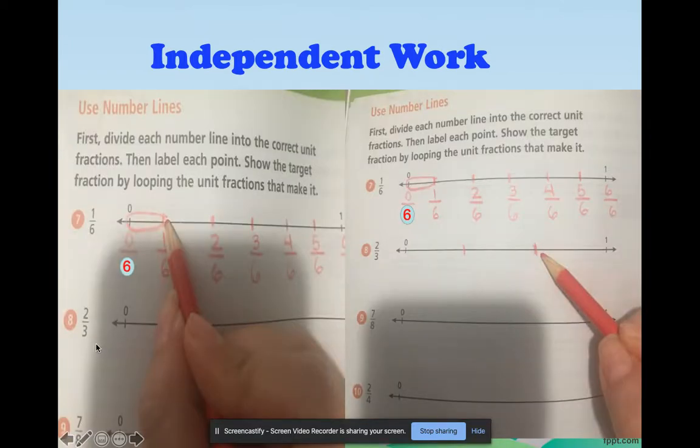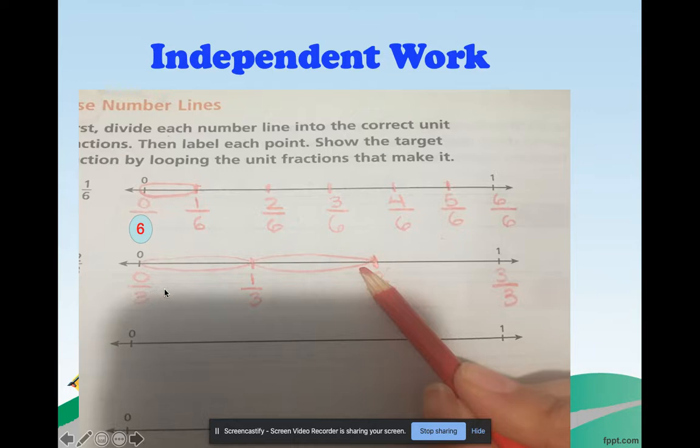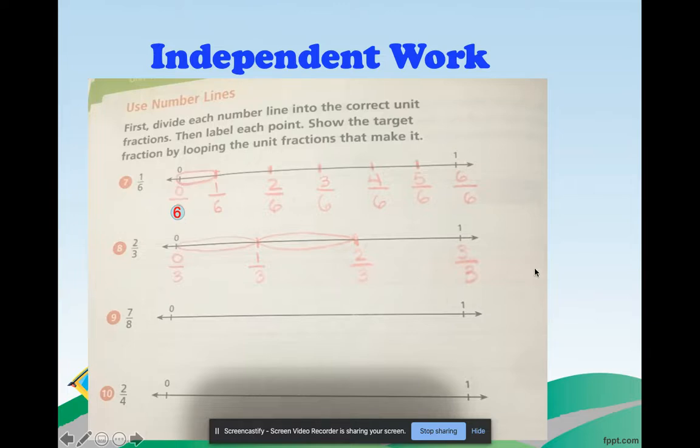On number 8 is the same thing, except that it's asking me to show 2/3. So what I'm going to do is divide my whole into 3 parts, 1, 2, and this one here is always going to be the last one. But it's asking me to loop 2 parts out of 3. So I made a loop over 0 to 1, which shows me 1/3, and then I made another loop that shows me 2/3 from 1 to 2. And this is the way that it looks.